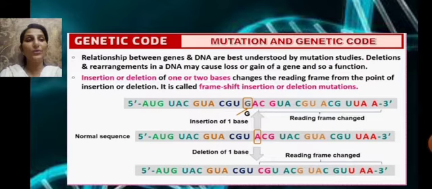So when a mutation takes place, there will be a direct change in the sequence of the amino acids which is produced, and thus the functional property of the proteins also changes. Mutations causing deletions or rearrangements in a DNA can bring about a loss or a gain of a gene, and so also there can be a change in the function of the gene.